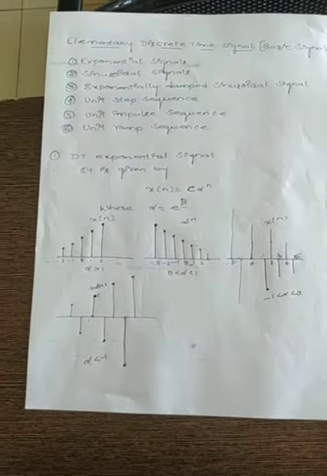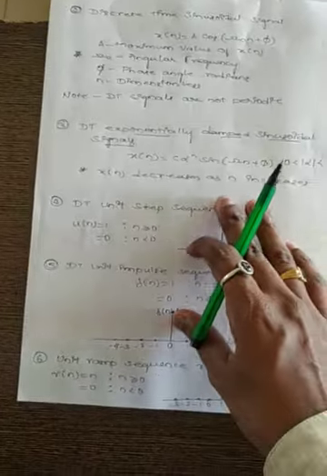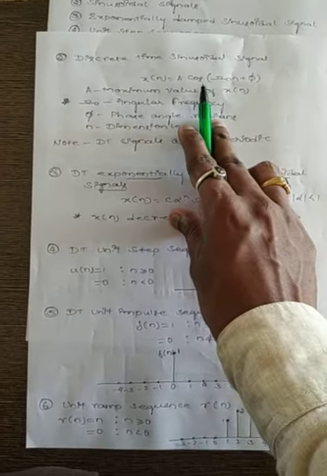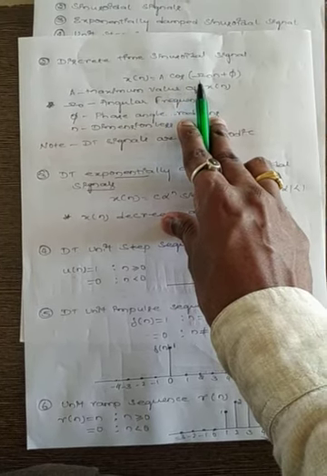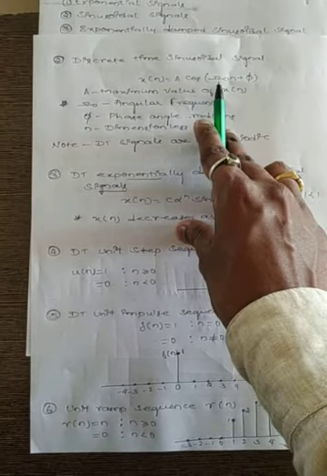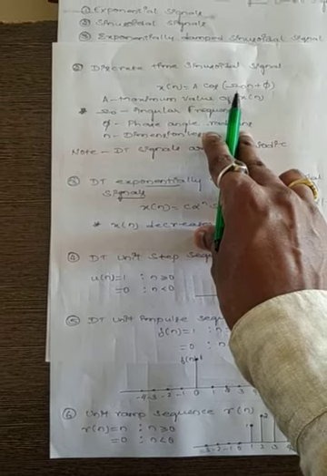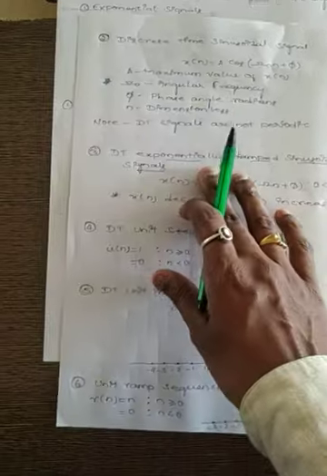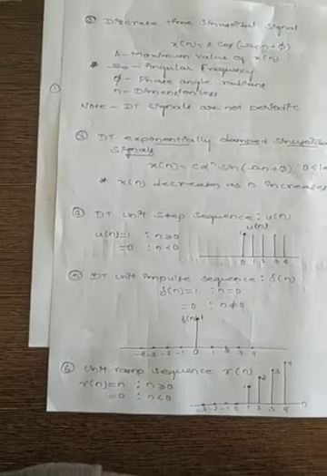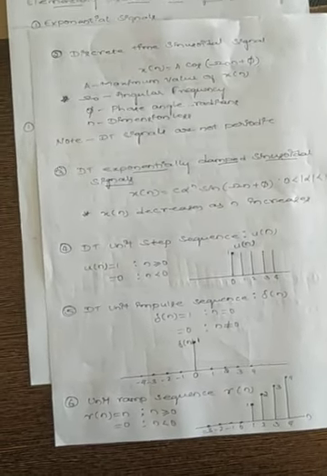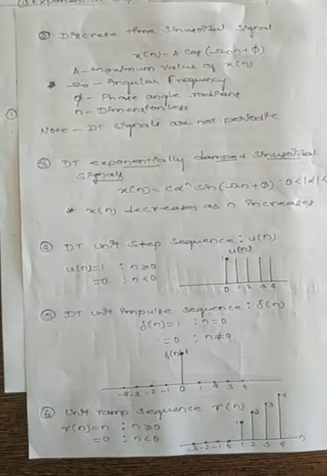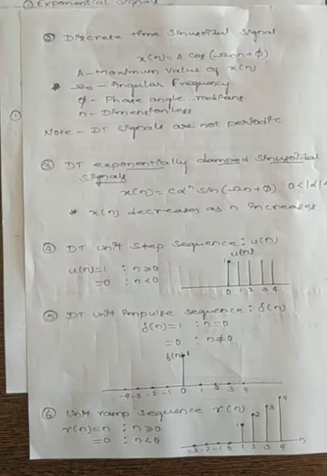Next is the sinusoidal signal, that is, the discrete time sinusoidal signal. In case of a continuous time signal the equation is the same, but there you use omega naught. Here it is discrete time: x of n is equal to A cos of omega naught n plus phi, where A is the maximum value of x of n, omega naught is an angular frequency, phi is a phase angle in radians, and n is dimensionless.